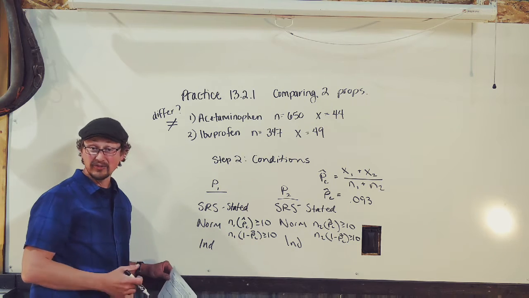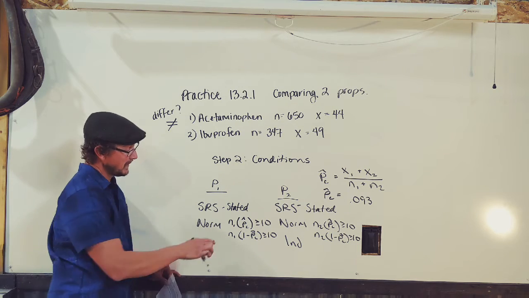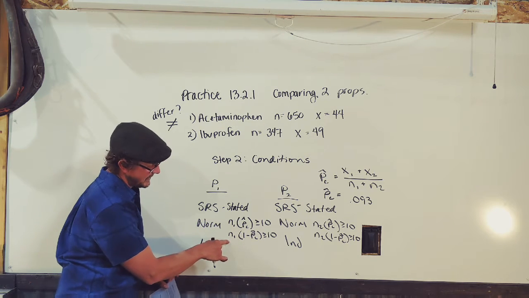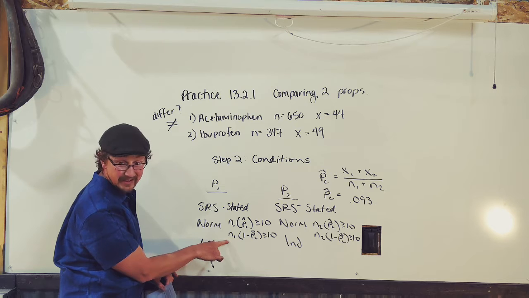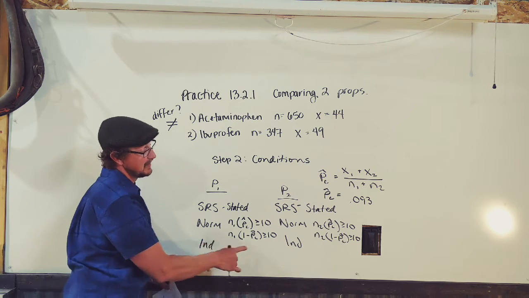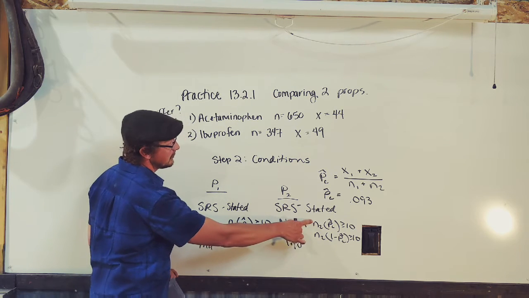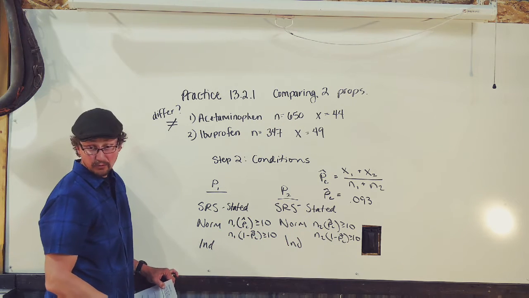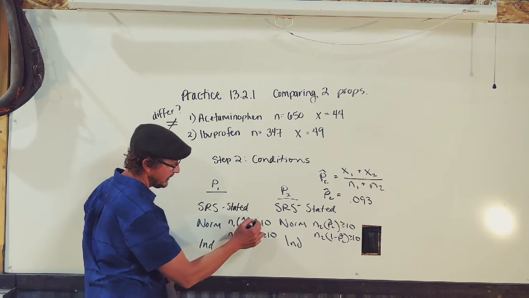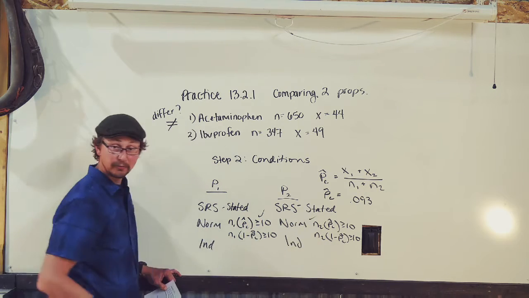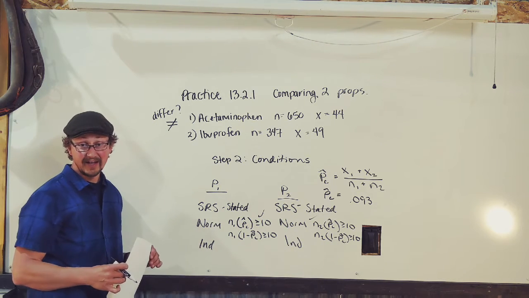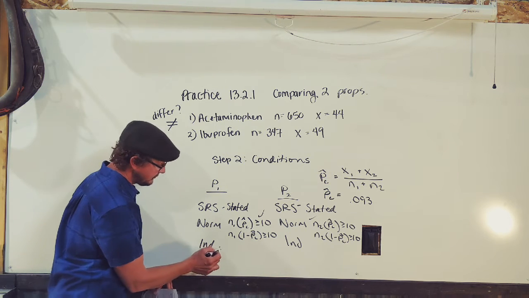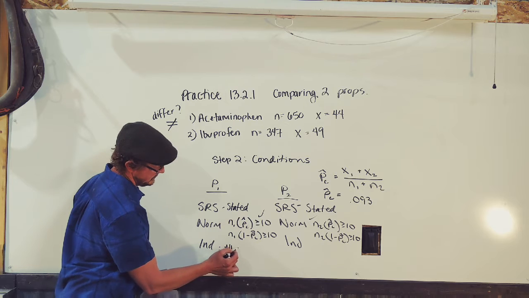I'm not even going to drop those numbers in. Our sample sizes are huge. 10% of 650 is 65. 90% of 650 is ridiculously larger than 10. Likewise, 10% of 347 works, and 90% of 347 is also bigger. So we are definitely normal for both sets. We have a very large sample size, so that's going to carry us across the way.